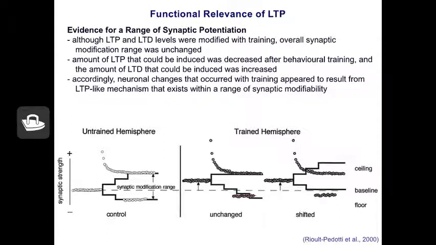So Rioult-Pedotti proposed that the range of modifiability is set and that we can reach the peak or the nadir. But it's within that range that we will be confined in terms of synaptic modifications. Now, I want to throw another idea out to you. I wonder if this model of range of potentiation might have implications for other learning situations we might consider.